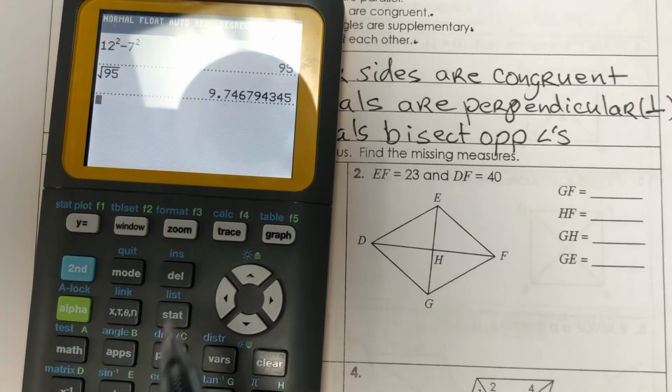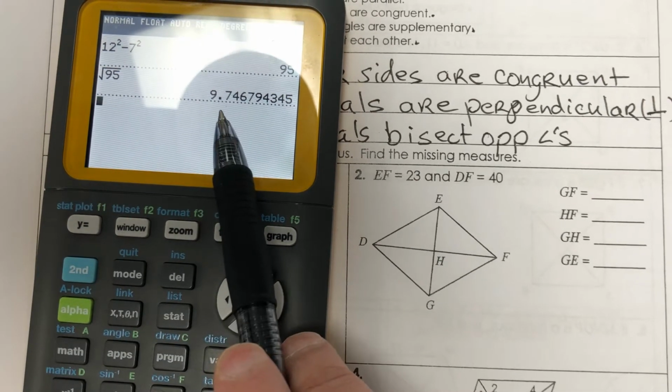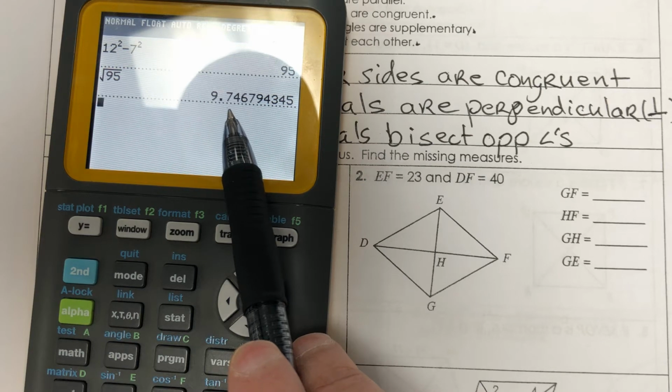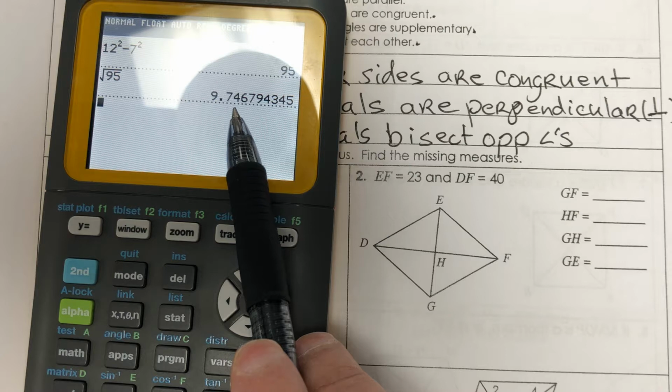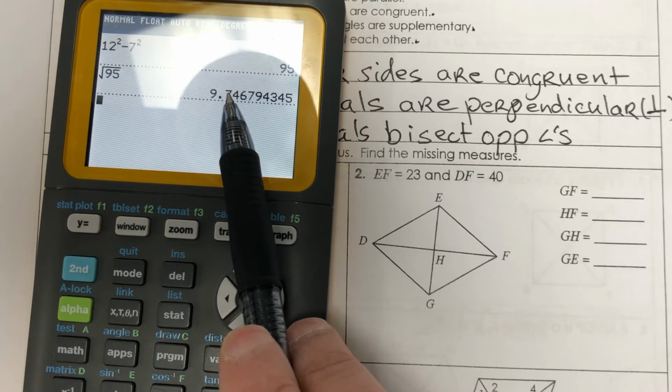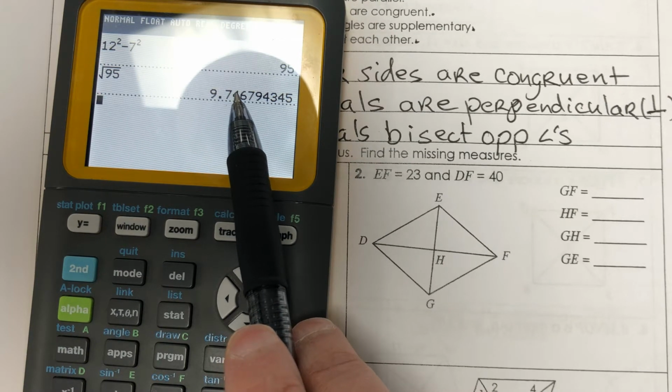I'm going to round to 1 decimal place. I'm sorry, rounding to 1 decimal place. So I look at the second decimal place. That is below a 5, so I just chop it off. So my answer is going to be 9.7.